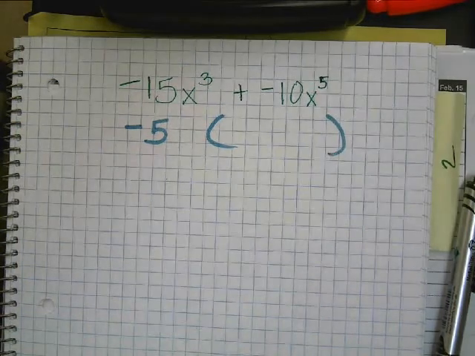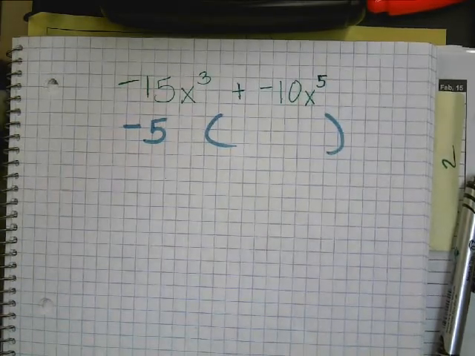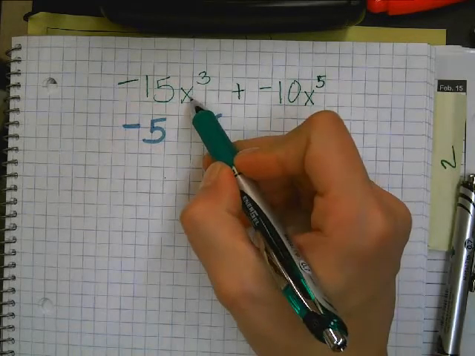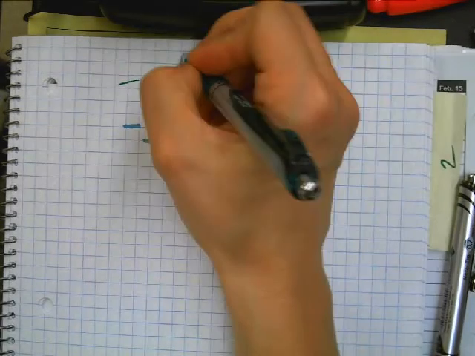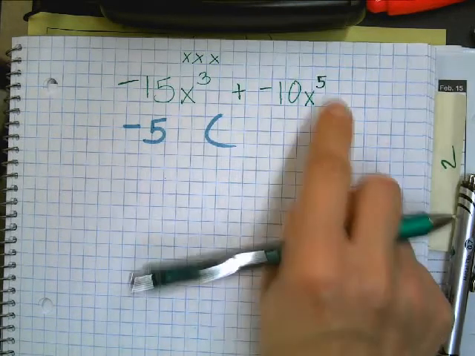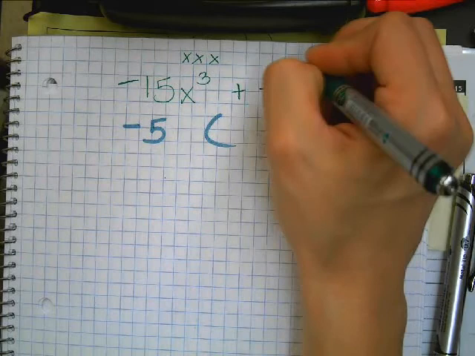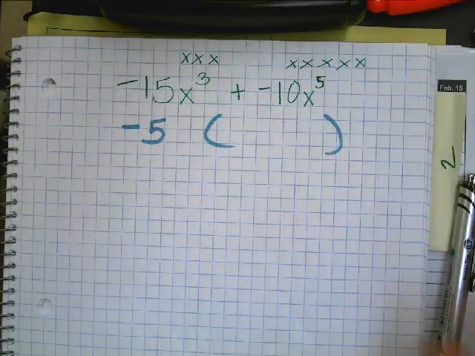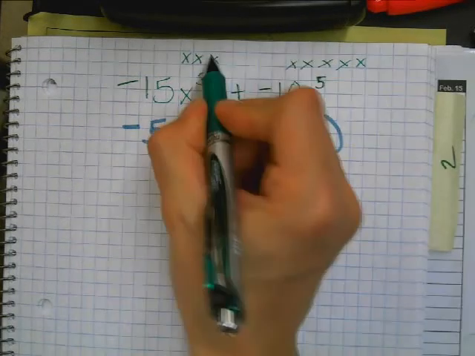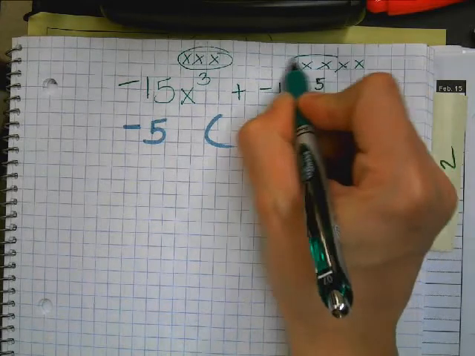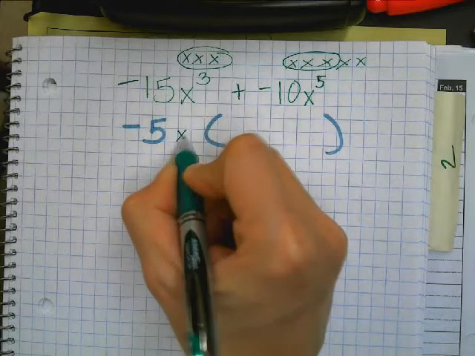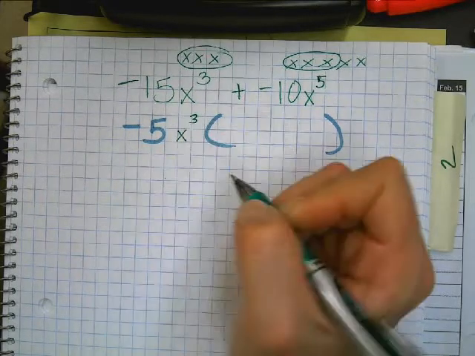Thank you, Natalie. All right. You can also take out how many? How many are here? 1, 2, 3. How many are here? 1, 2, 3, 4. How many do they have? 5. I can take out 3. I'm going to circle those 3. So what do I write out here? X to the power of 3.